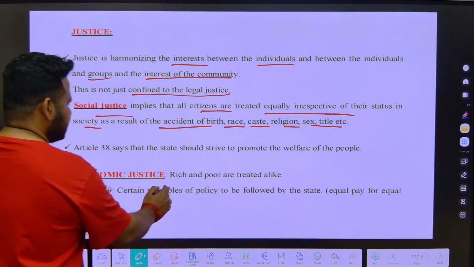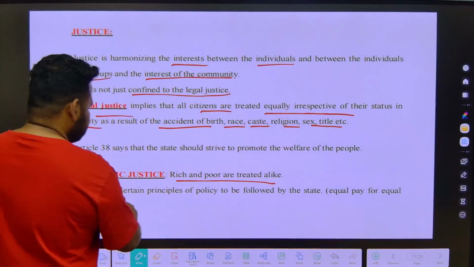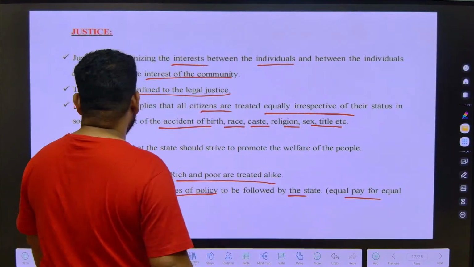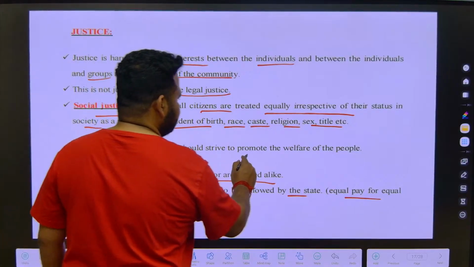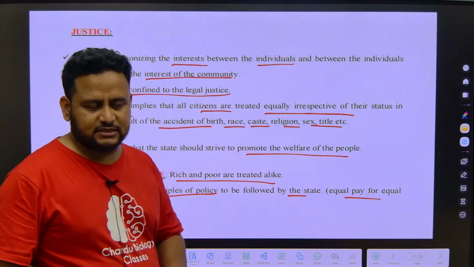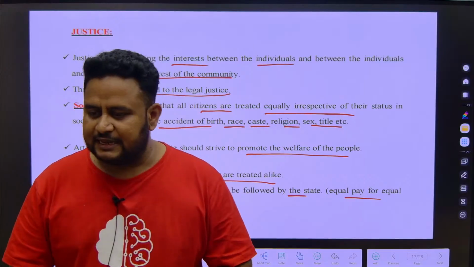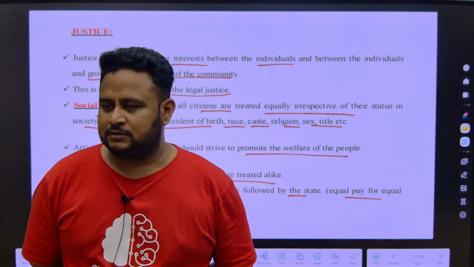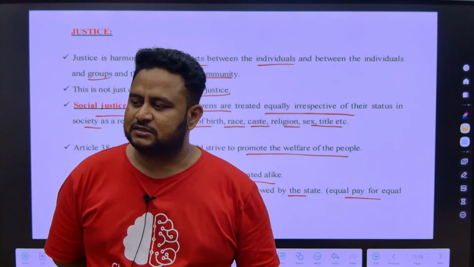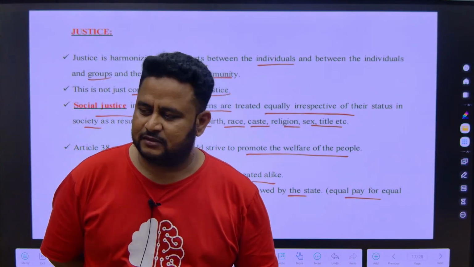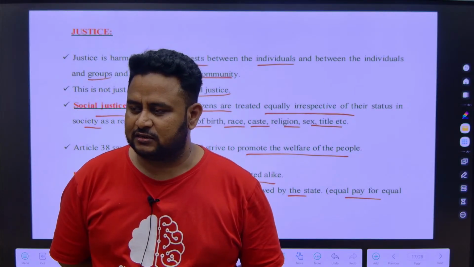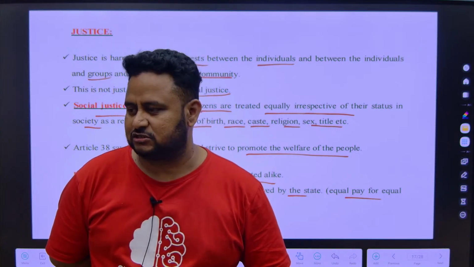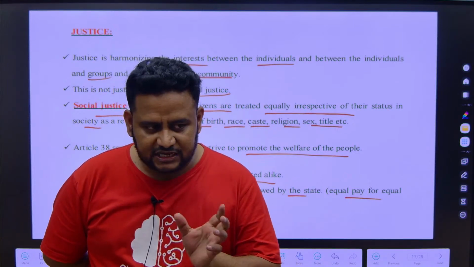Economic justice: rich and poor are treated alike. Article 39: certain principles of policy should be followed by the state. Equal pay for equal work. Article 38 says that the state should strive to promote the welfare of the people. Social justice is very important for the welfare of the people. Economic justice means, suppose you people, we all go to the theatre. Just because some rich person comes, he is given first entry into the theatre and we are not allowed. That is not economic justice. Everyone should be treated equally, and that is also social injustice. Correct? No?